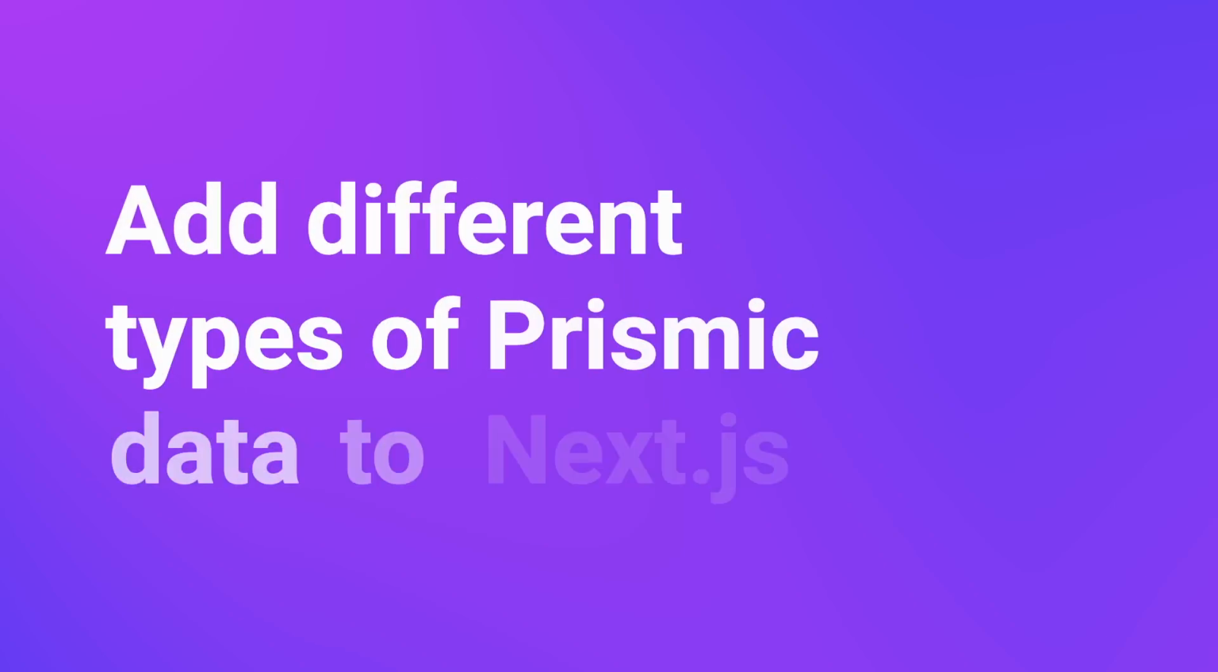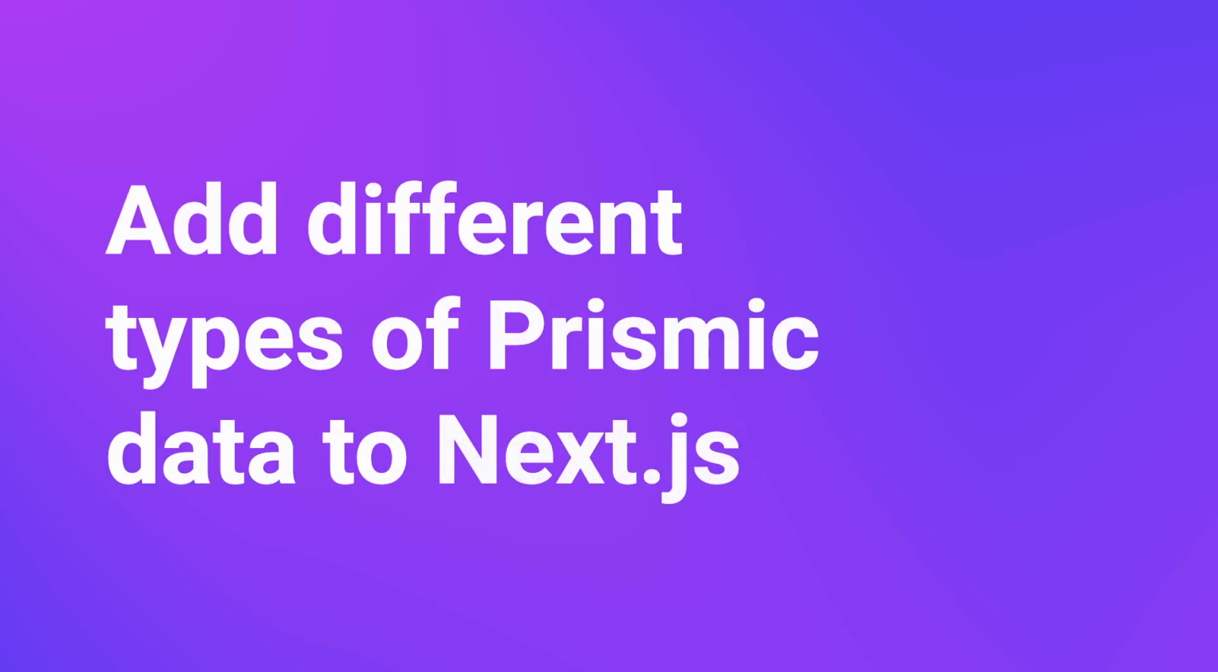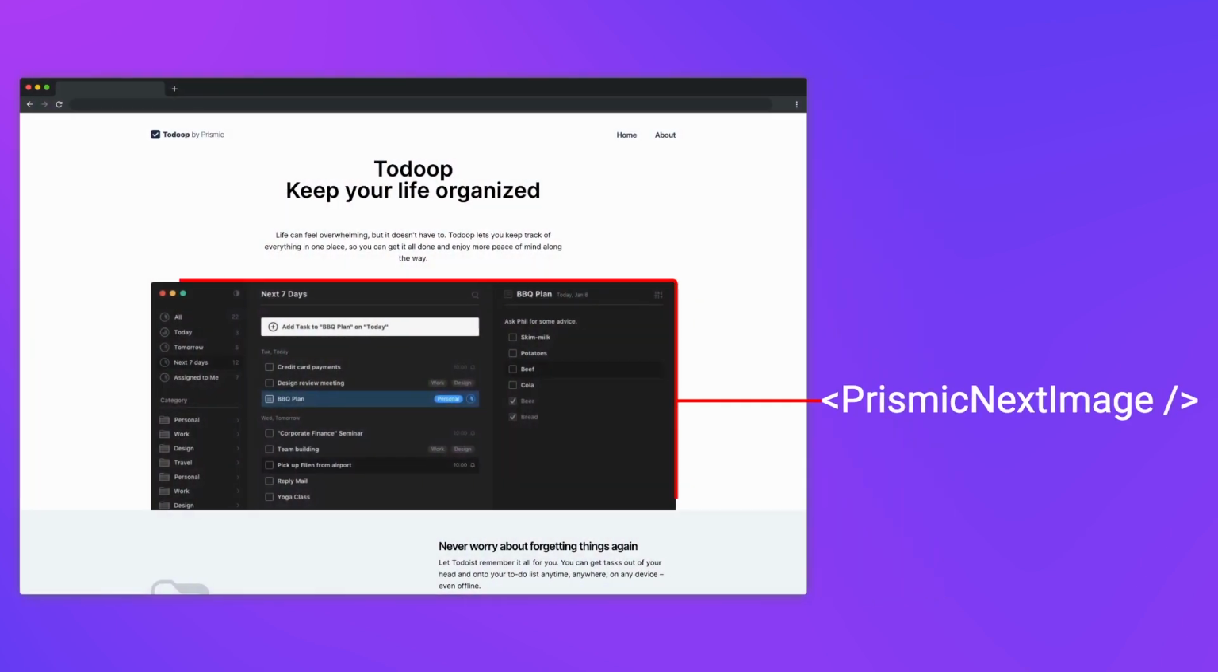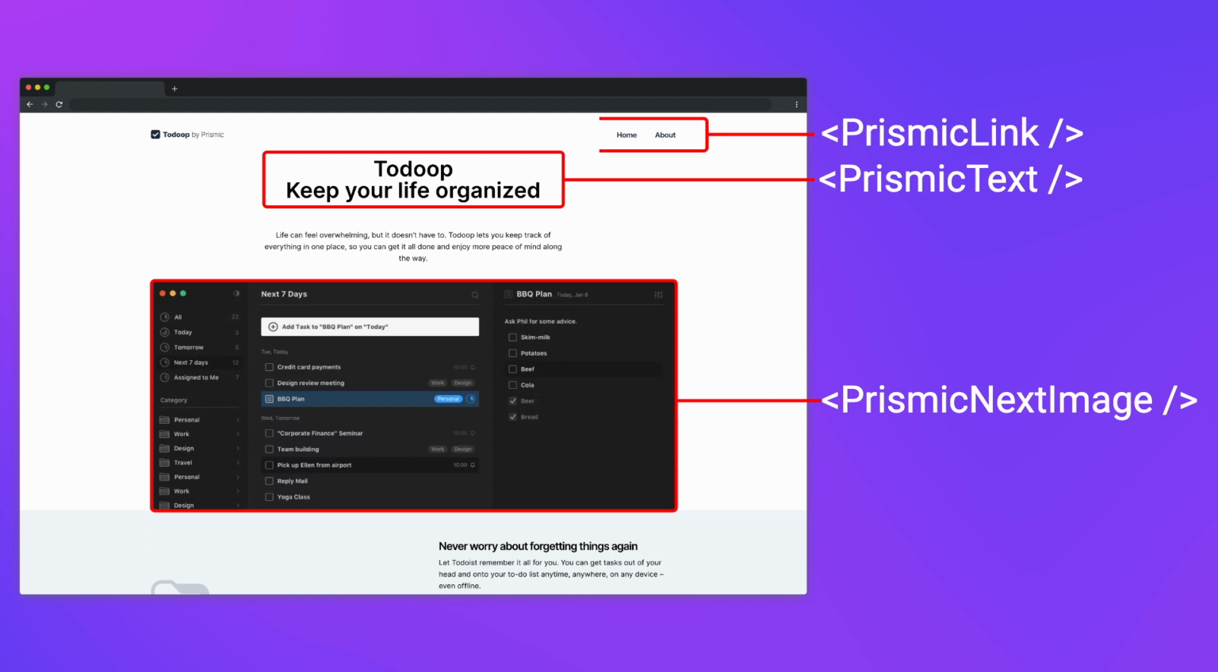This video will show you the best practices for adding different types of Prismic data to your Next.js page. This includes using components from Prismic SDKs such as Prismic Next Image, Prismic Text, and Prismic Link to improve your development speed and save you time when rendering data.